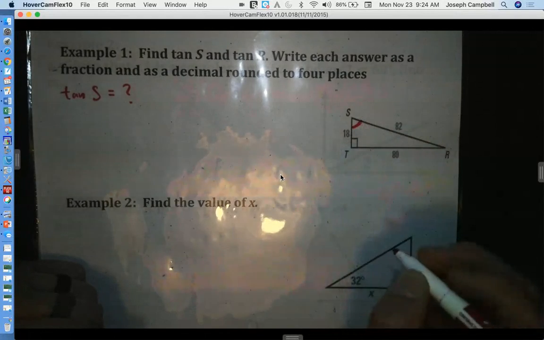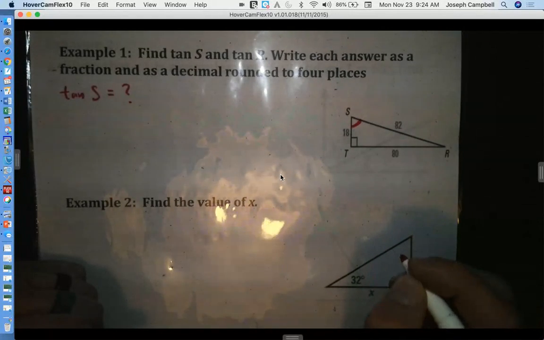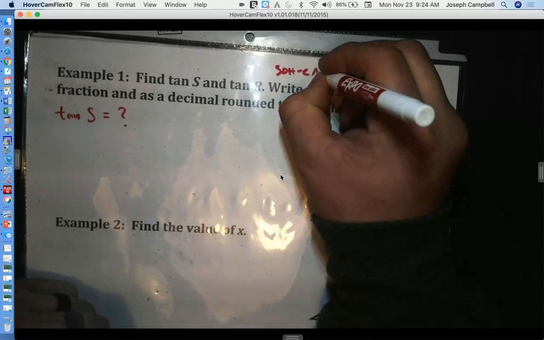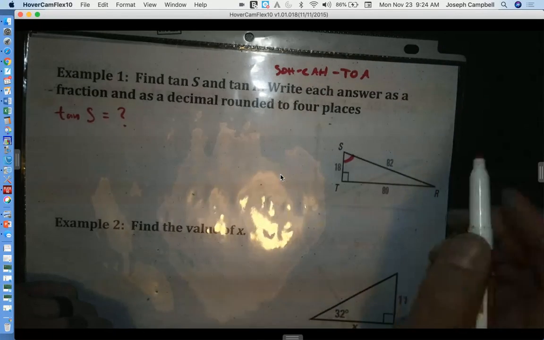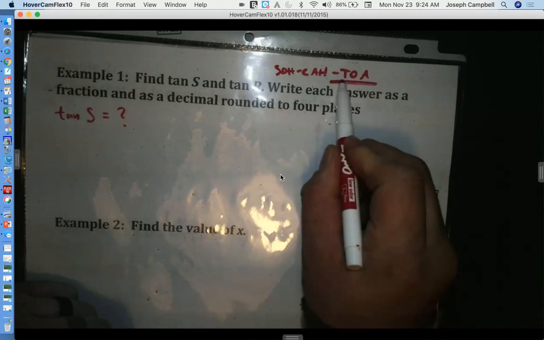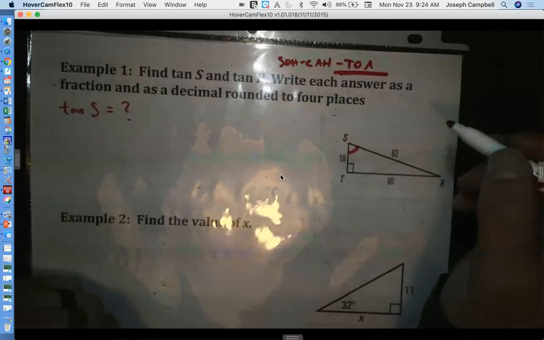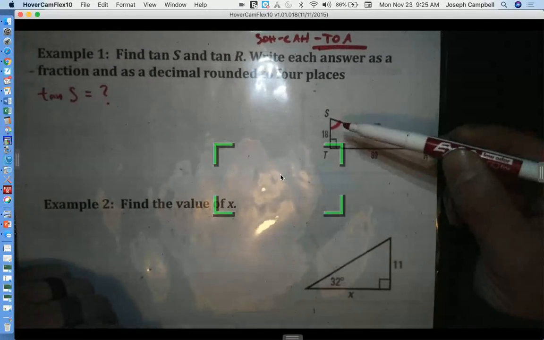Okay. So in relation to angle S, what is the opposite and adjacent side? Remember, SOHCAHTOA. TOA. I'd recommend writing that a million times to the point that it's nauseating, just so you don't mess that up. So tangent is the ratio of opposite to adjacent. It's just a way to remember. All right, so what's opposite angle S? Is it 82, is it 80, or is it 18?